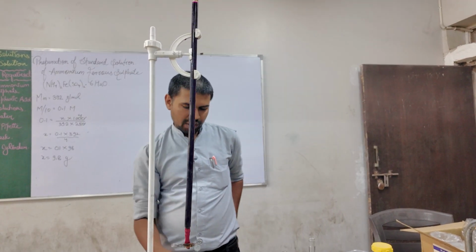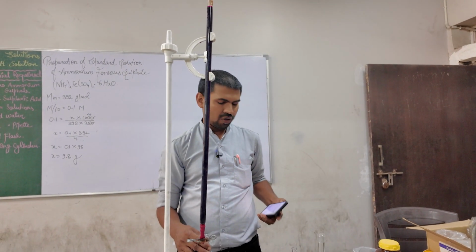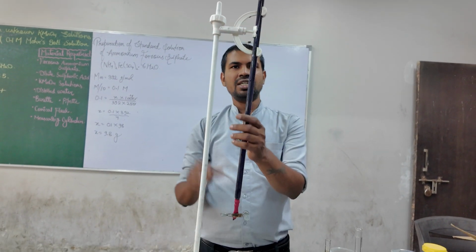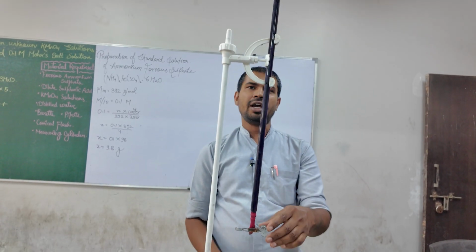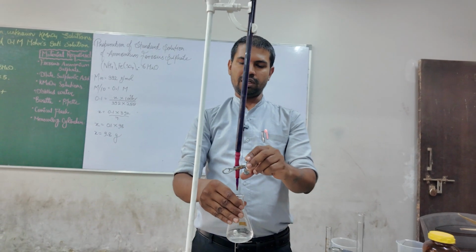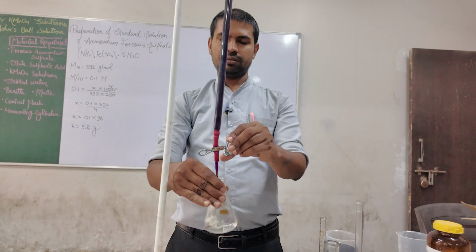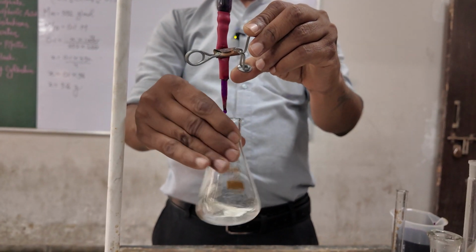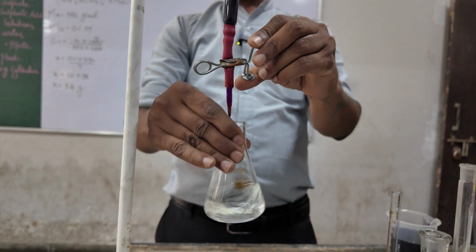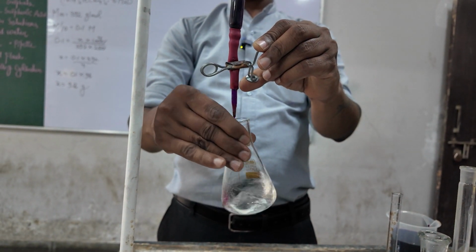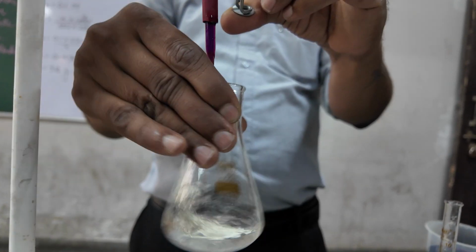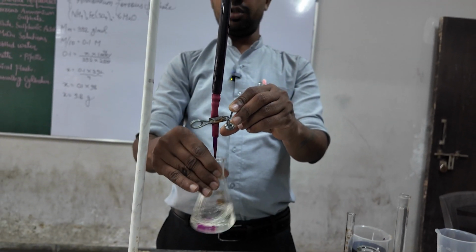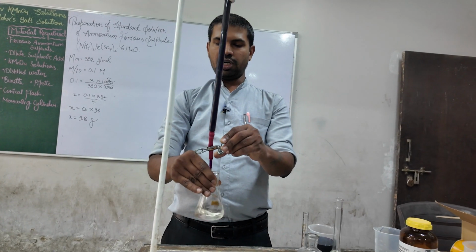Now there is no need to add any indicator because this is transparent, right? KMnO₄ is a self indicator, so there is no need to add any indicator. So let me start the titration. Slowly pour the KMnO₄ solution, and the color change should be from transparent to light pink. Make sure the solution is properly shaken in the conical flask.